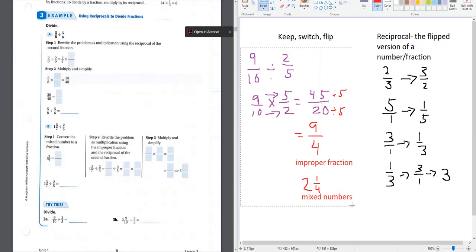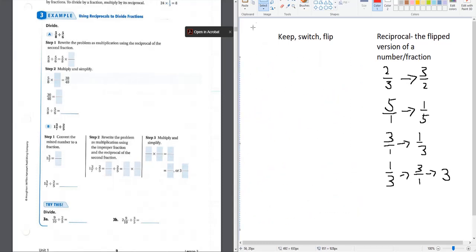So let's try another one. We have 2 and 9 over 10 divided by 3 over 5. Now here's something that's interesting. It is possible to do a mixed number and a fraction. I don't personally like it. I turn it into an improper fraction. And here's how you do that.